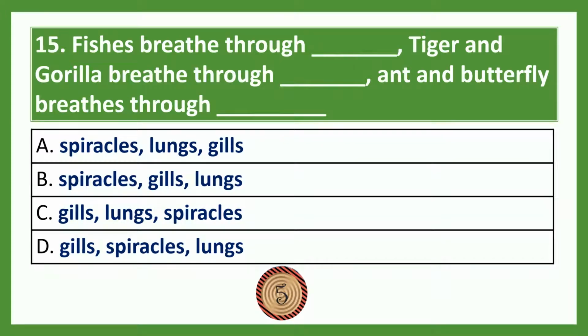Fishes breathe through dash. Tiger and gorilla breathe through dash. Ant and butterfly breathe through dash. Option A, spiracles, lungs, gills. Option B, spiracles, gills, lungs. Option C, gills, lungs, spiracles. Option D, gills, spiracles, lungs.